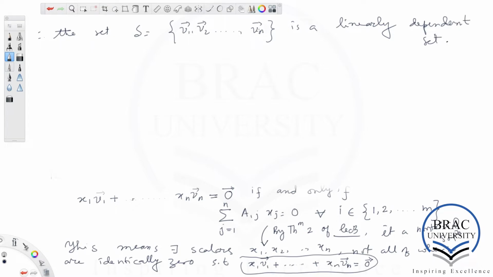So the fact is that since n is greater than m, we are able to apply theorem 2 from lecture 3. That fact, n being greater than m, enables us to apply theorem 2 from lecture 3. QED.